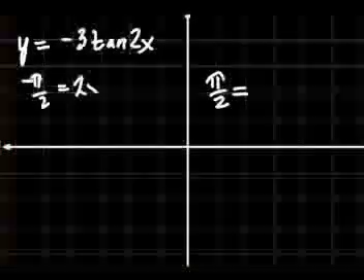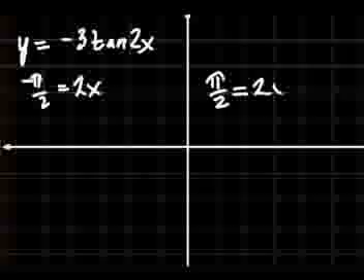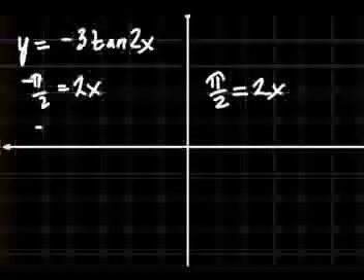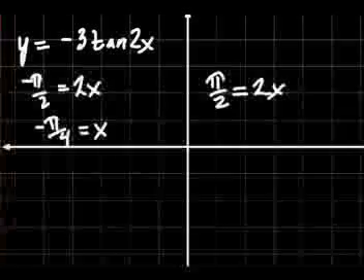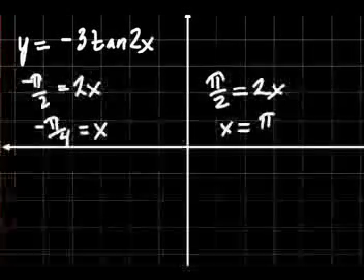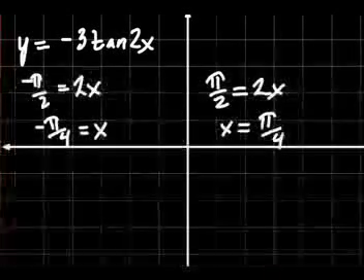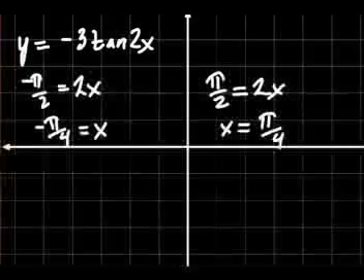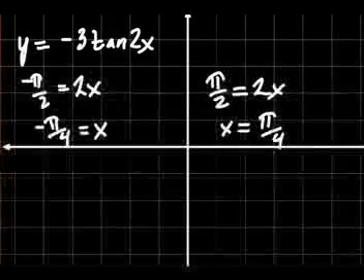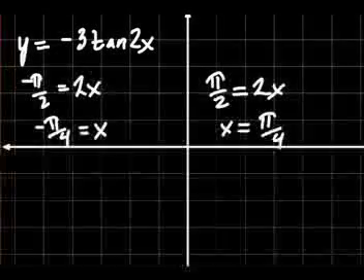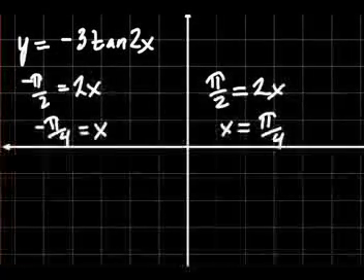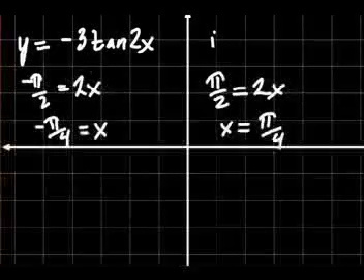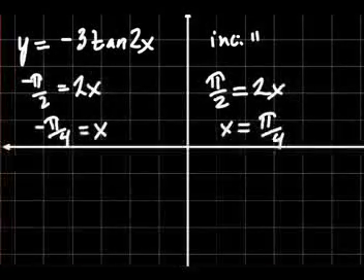So I just set that argument, or the inside of tan, equal to these two values. And I divide by 2, and I get negative pi over 4 is equal to x, and x is equal to pi over 4. That means one period is going to exist from negative pi over 4 to pi over 4. That tells us that our period is the distance between those, which means it's pi over 2. It's going to repeat. We need 4 even divisions between those two, so I'm going to increment by pi over 8.